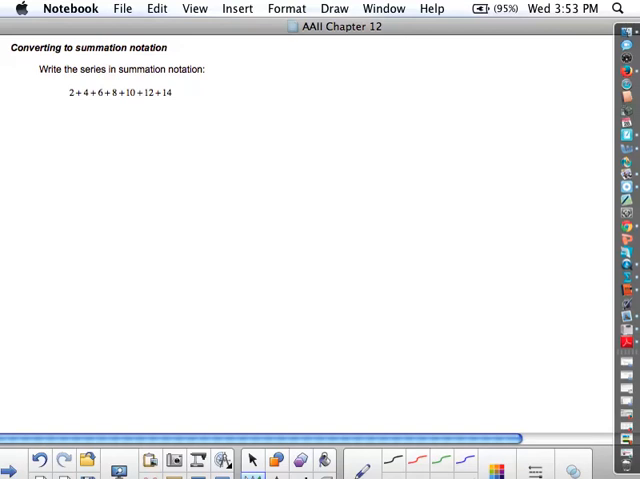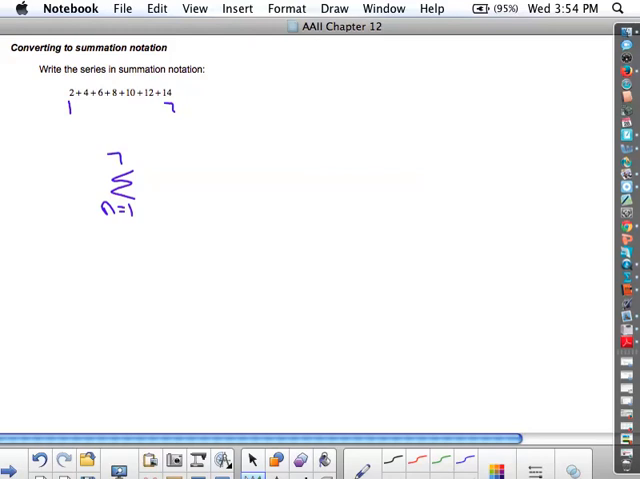Okay, converting to summation notation. So now I want to write this in summation notation. So this is going to be my first term. So I have 1, 2, 3, 4, 5, 6, 7 terms. So in my notation, I start with n equals 1 and end at 7.